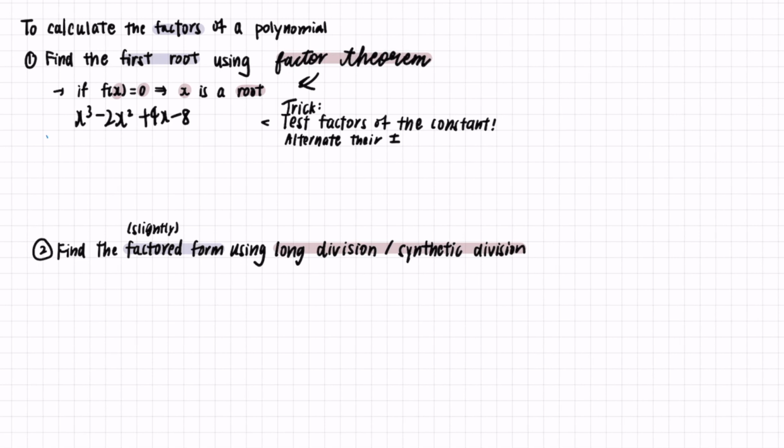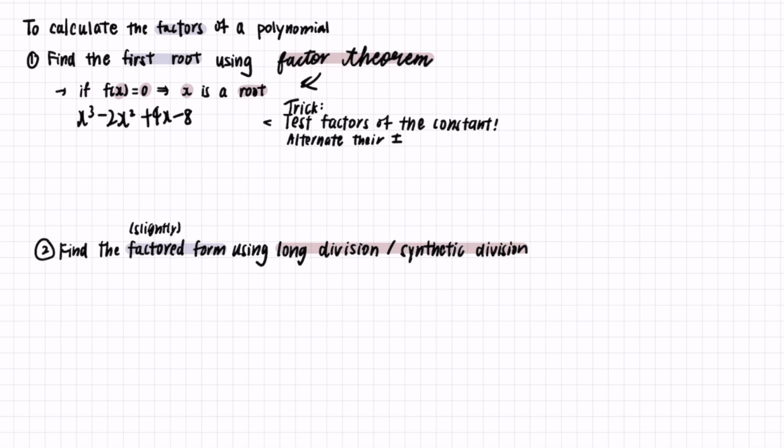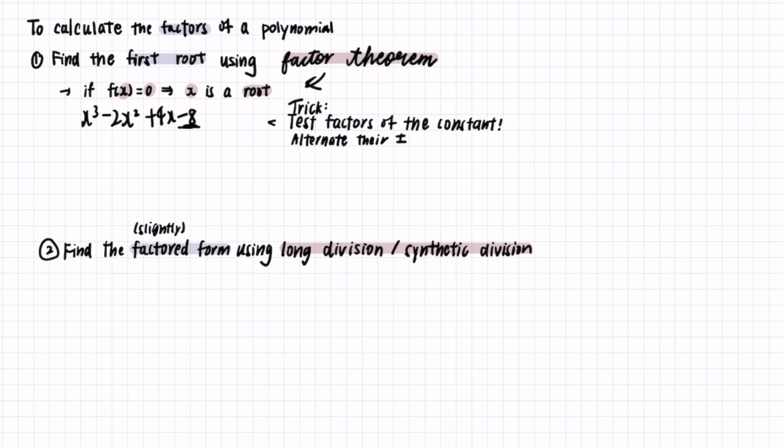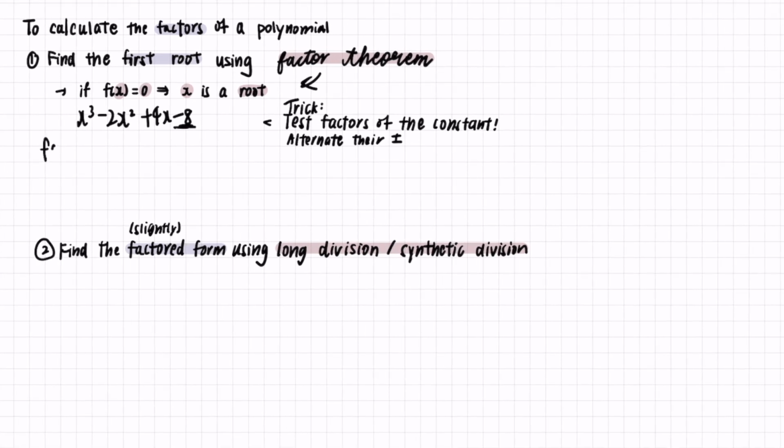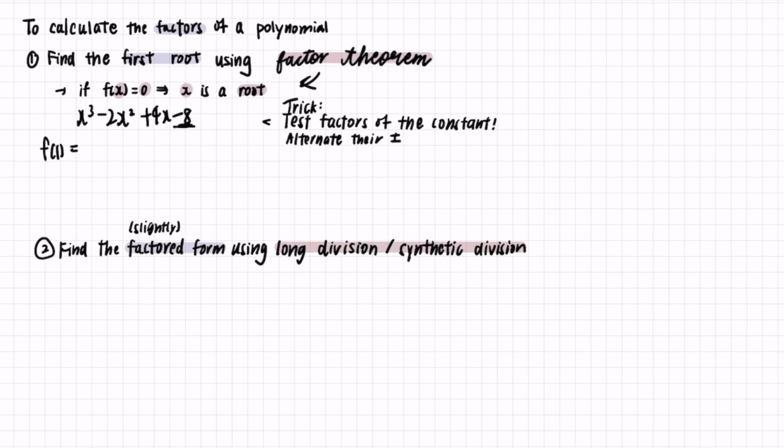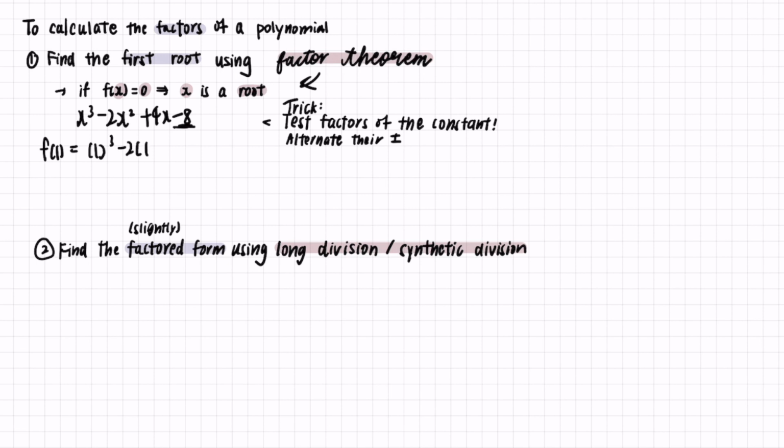So there's a trick where you need to test the factors of the constant, which in this case is 8. So you should test 1, -1, then 2, -2. I will first try 1, which means that I need to sub 1 into all the x's in the function. So 1 plus 4, this will give you plus 4 minus 8. This is not equal to 0, so 1 is not a factor.